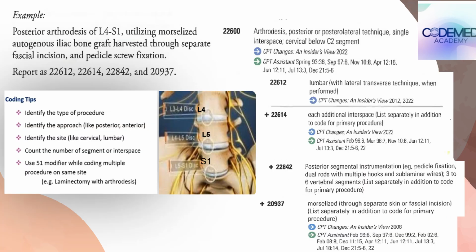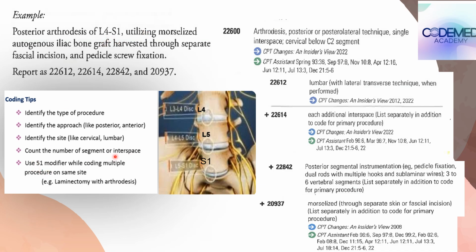Now let us take this example. Here they have given the posterior arthrodesis L4 to S1 utilizing morcellized autogenous iliac bone graft harvested through a separate fascial incision and pedicle screw fixation. So let us do our drill. Identify the type of the procedure: arthrodesis. Identify the approach: posterior. Identify the site: it is L4 to S1.